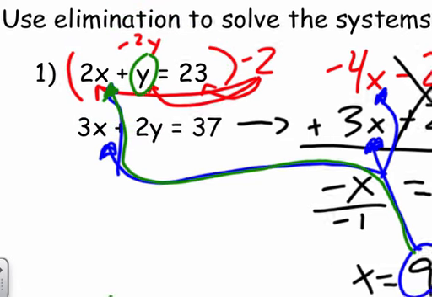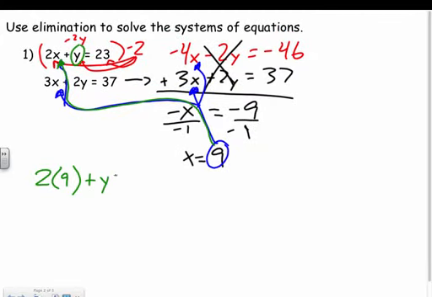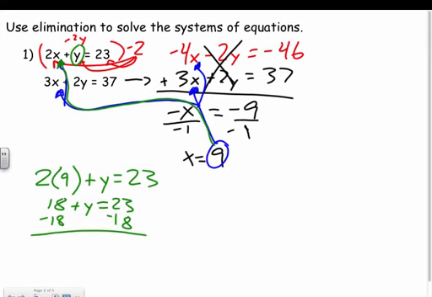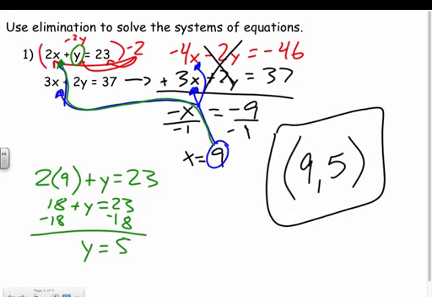So 2 times 9 plus y equals 23. Well, then I got 18 plus y equals 23, and subtract my 18 from both sides, and it looks like y equals 5. And just like before, every solution is an ordered pair. So 9 for my x, 5 for my y. There's my solution, (9, 5). Okay, so we just have to multiply before we can eliminate.